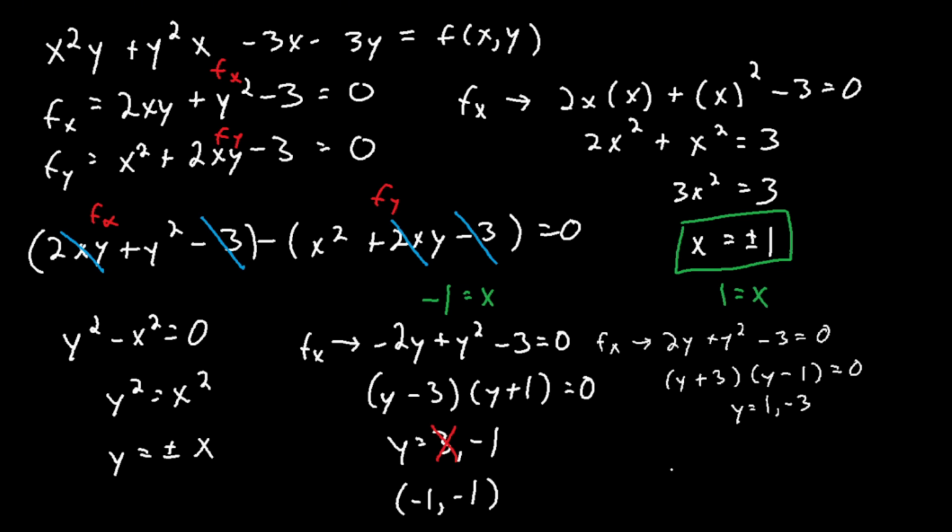How about for this problem right here? When x is equal to 1, does negative 3 work? Plug that back into f of y, and you'll see that 1, negative 3 does not equal 0. So we can actually just go ahead and erase this here. So 1, 1, and 1, negative 1 are our critical points for this problem.